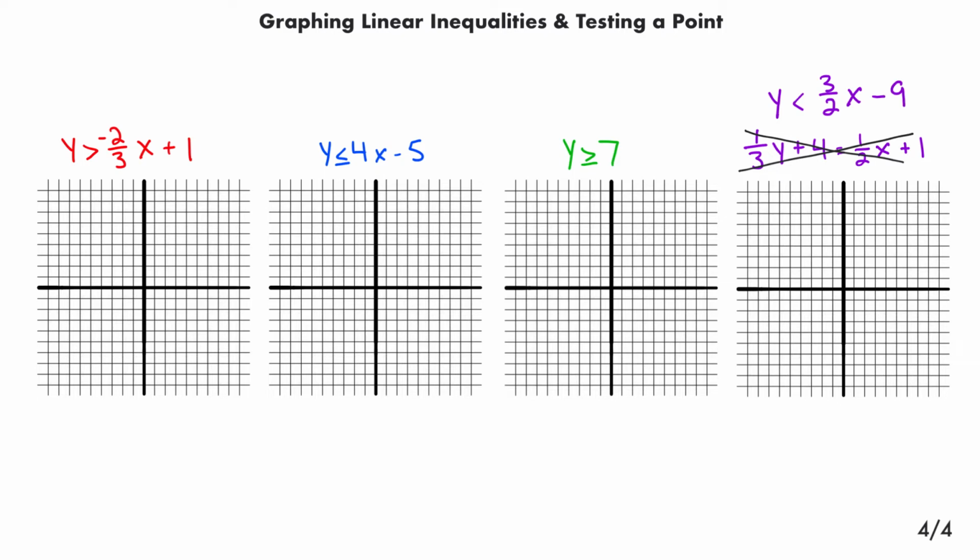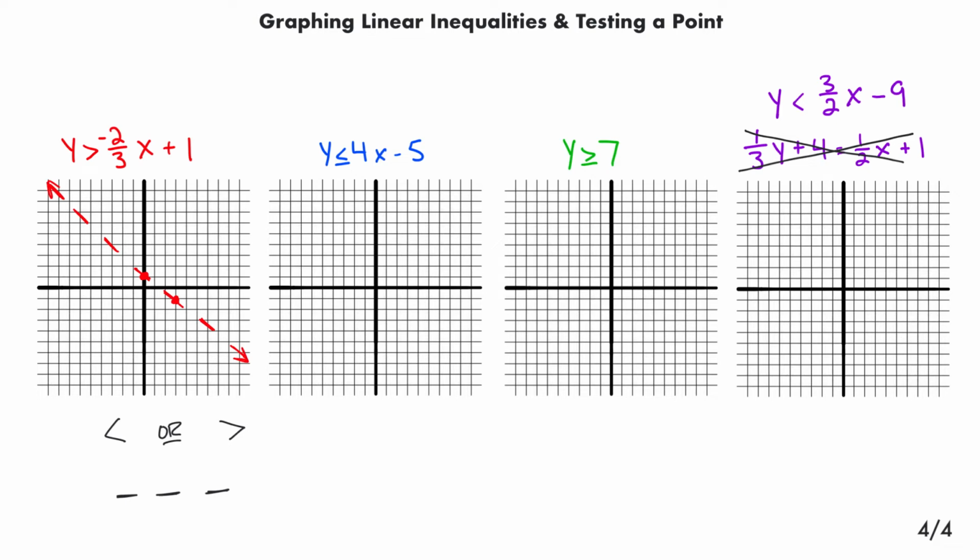So for the first one, I already went over graphing it. The y-intercept is 1. The slope is negative 2 over 3. Here's what makes it different. When graphing inequalities, if you are using a less than symbol, or if you are using a greater than symbol, the line is going to be dashed or dotted. So this is going to look like this. This is the first thing that makes inequalities, their graphs, look and behave differently than equations.